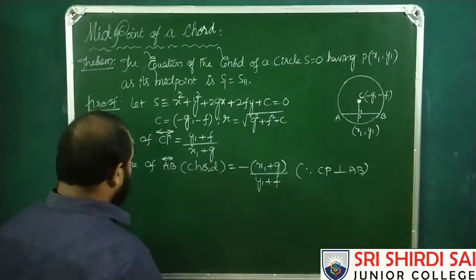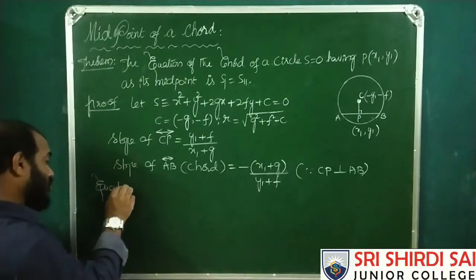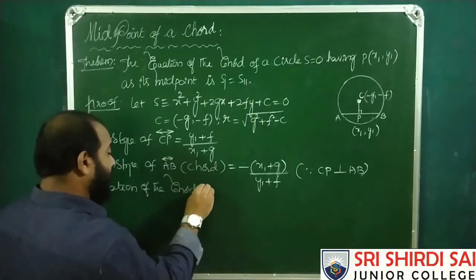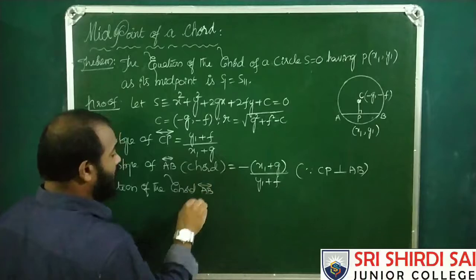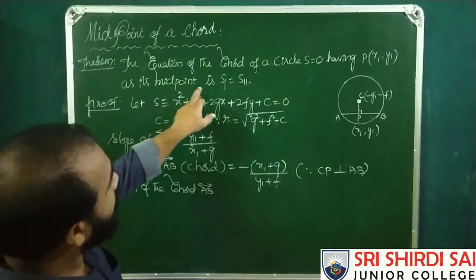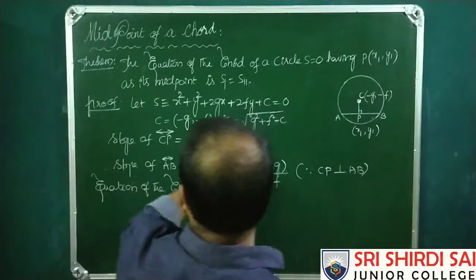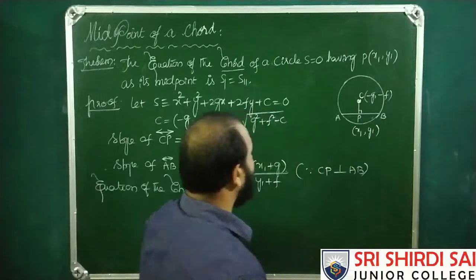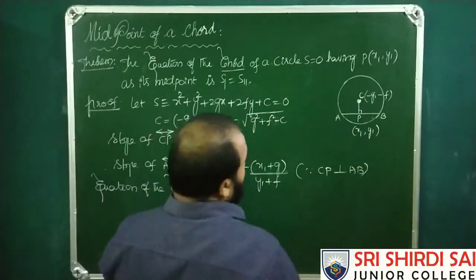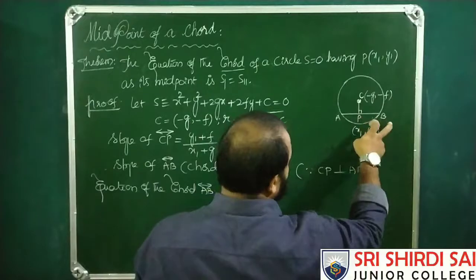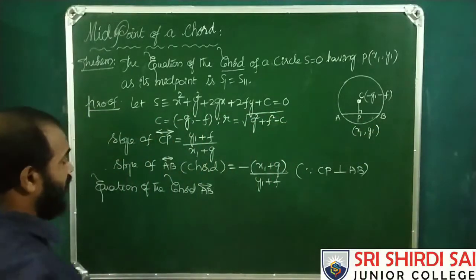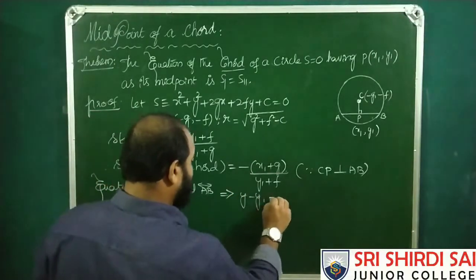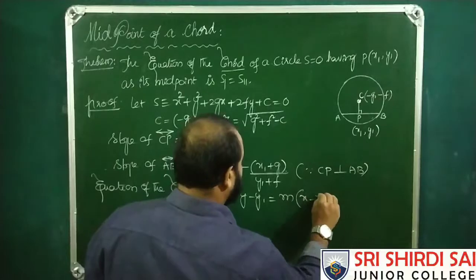Now therefore, the equation of the chord AB, because that is what we are required to find, having P(x1, y1) as its midpoint. So this equation of the chord we want. So we have the slope of AB. Okay, we have the slope point form: y minus y1 equals m into (x minus x1).